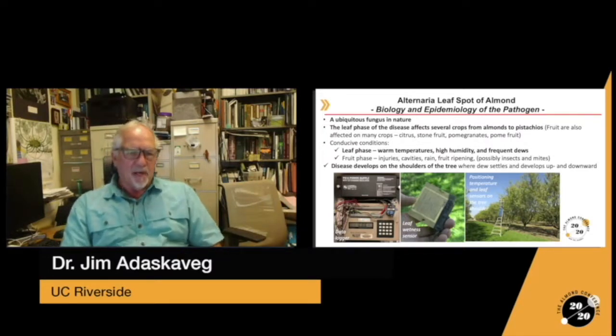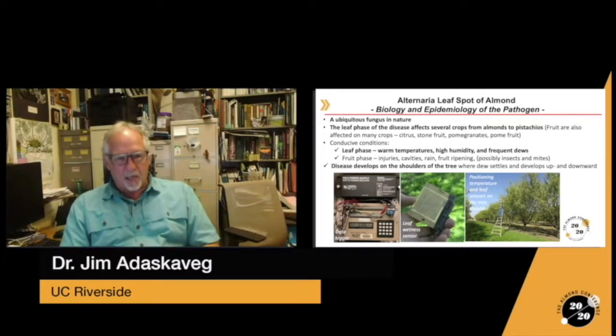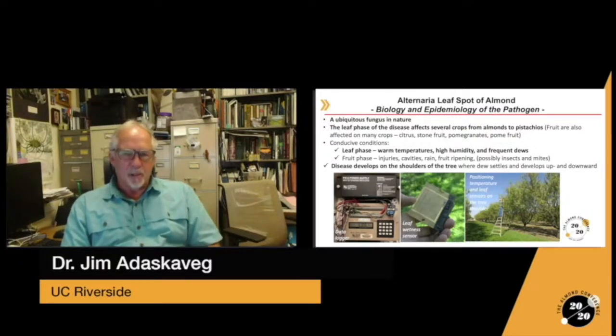So for the leaf phase, since we have the inoculum and the susceptible trees, we're looking really closely for leaf infections that will result when the environmental conditions are conducive. What are those conditions? Warm temperatures, high humidity, and frequent dews are the key components that bring the disease together in the disease triangle.